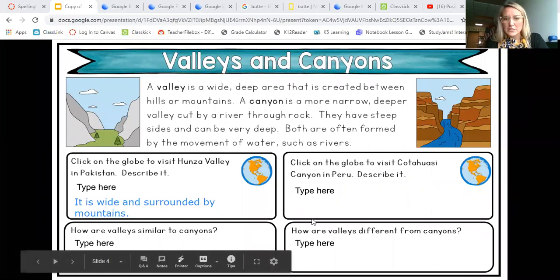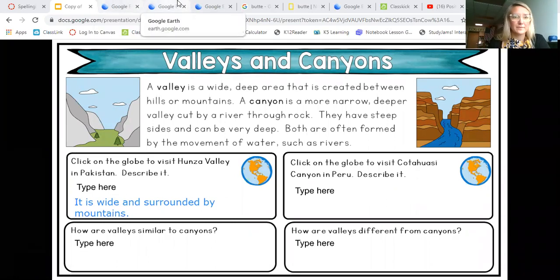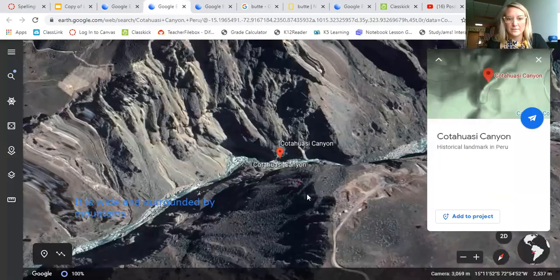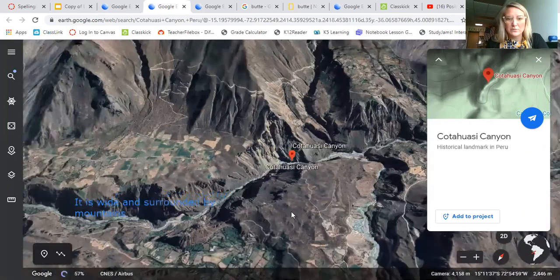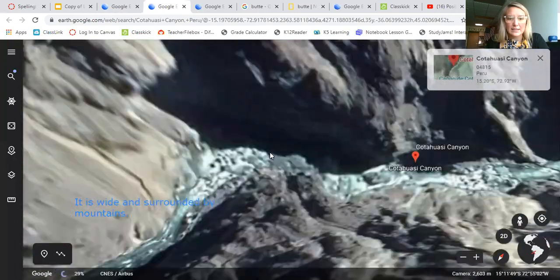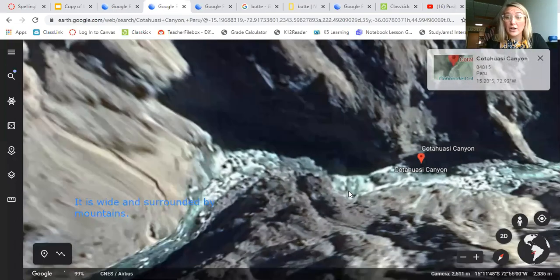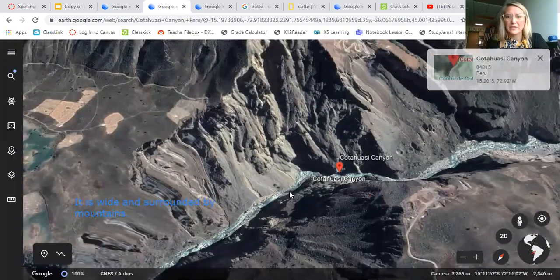Now, let's look at the Cotahuasi Canyon in Peru. So you can see that there are still some mountains around the sides, but let's zoom in and you can see that this is all water. The canyon is filled with water. It is not very wide, it is much more narrow.